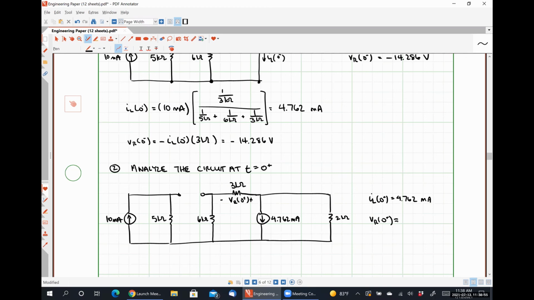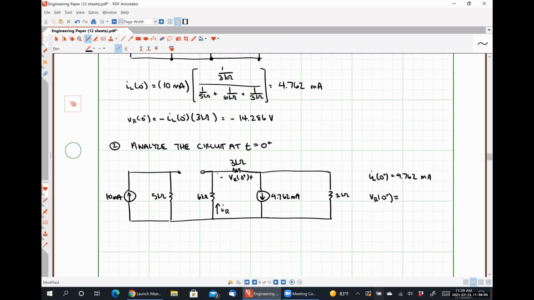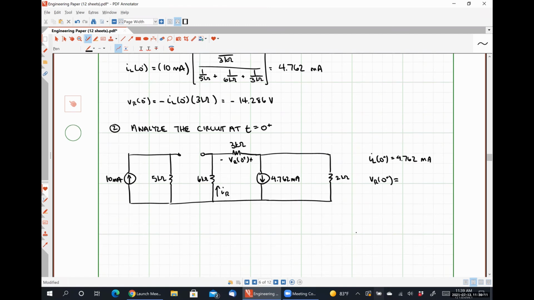So I'm going to call this current right here IR. Okay, that's the current that's flowing through the 6 kilo ohm resistor and then also flowing through the 3 kilo ohm resistor. So applying current division, IR will be 4.762 milliamps multiplied by 1 over 6 kilo ohms plus 3 kilo ohms.